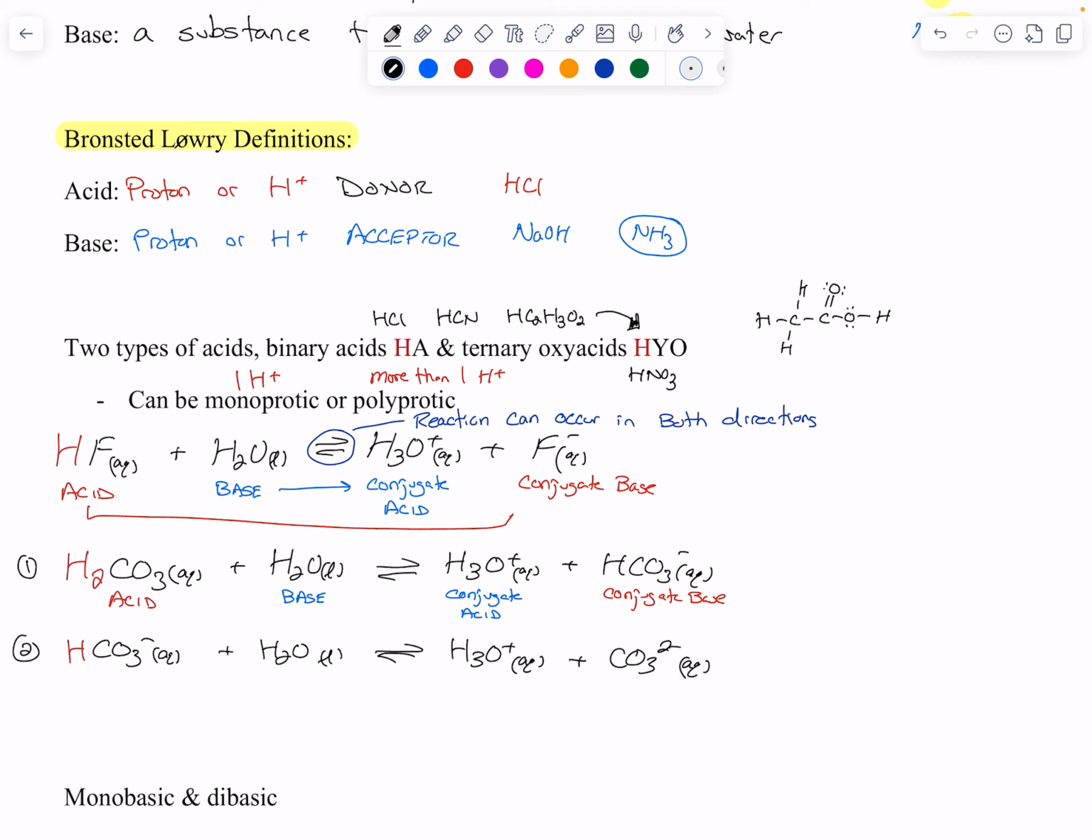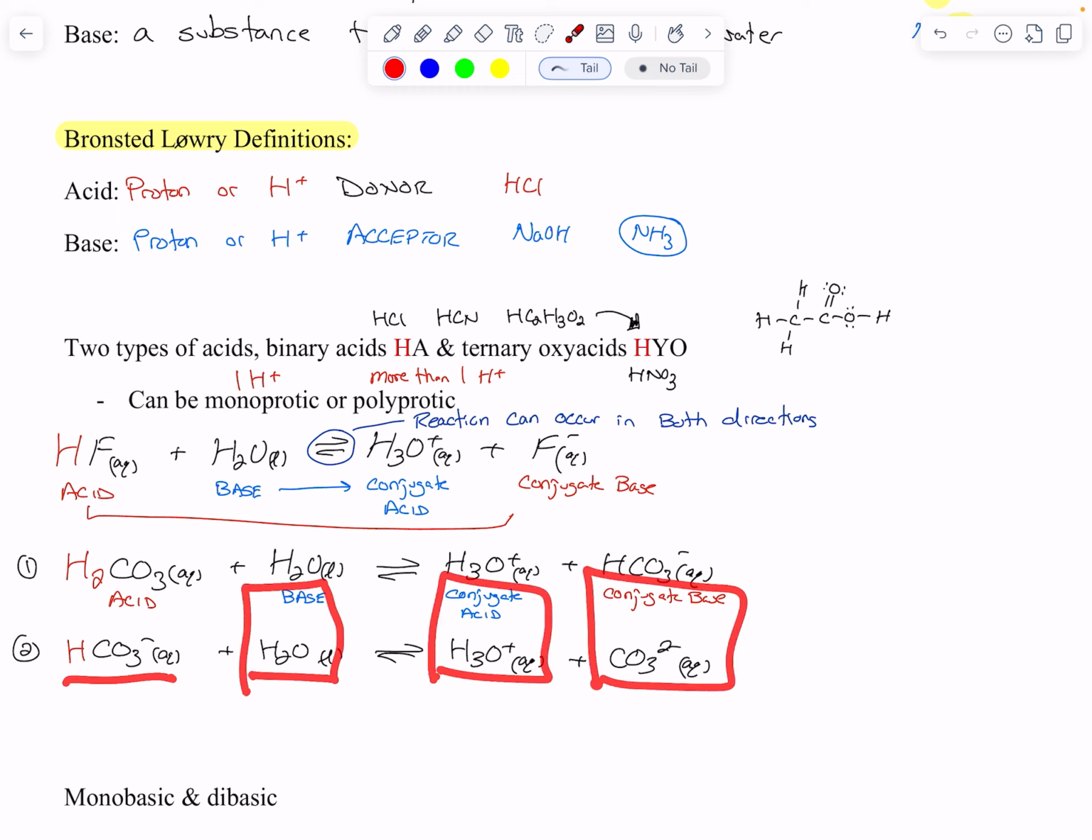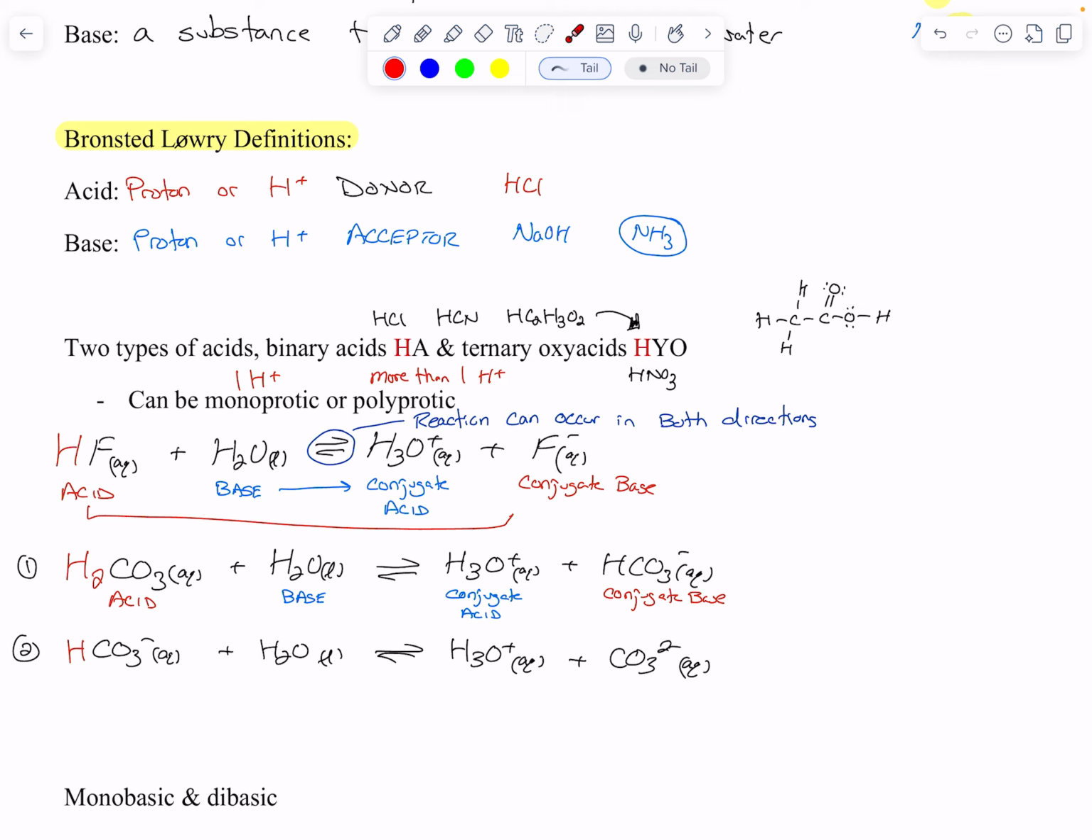All right, that's an example of a polyprotic acid, in this case diprotic because there are 2 H's that can come off, 1 and 2. And the acid, base, conjugate acid, conjugate base are the same. So that's still an acid, still the base, conjugate acid, conjugate base. Still the same there, all right?